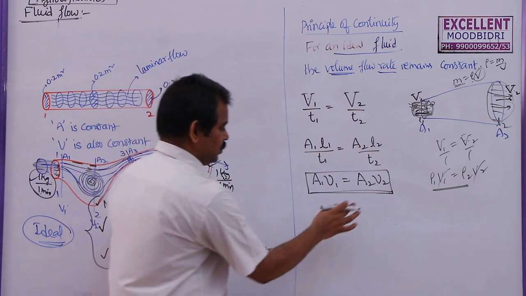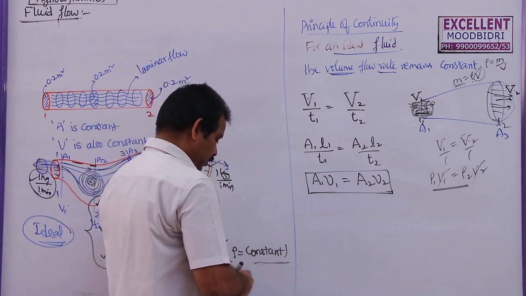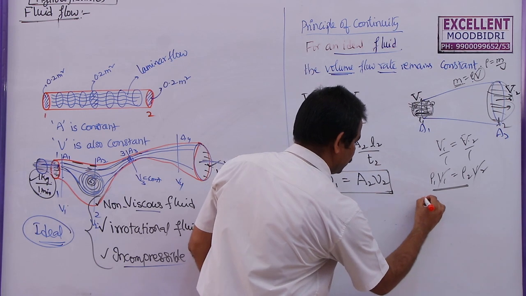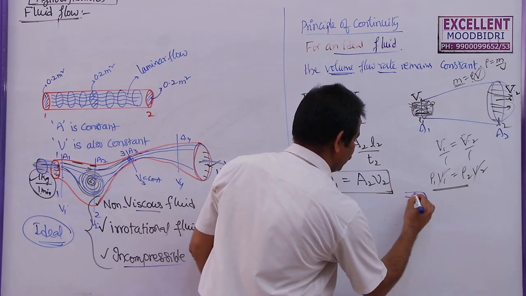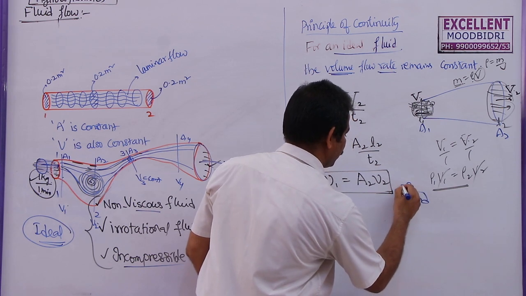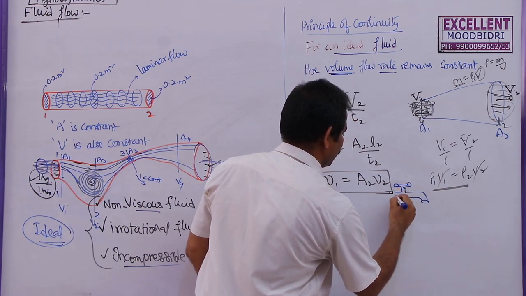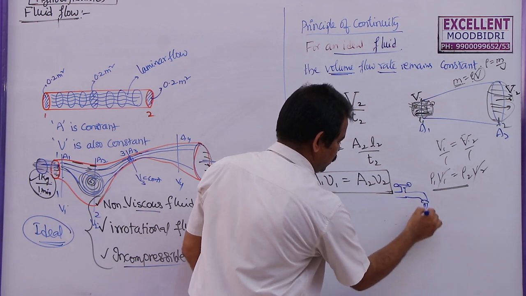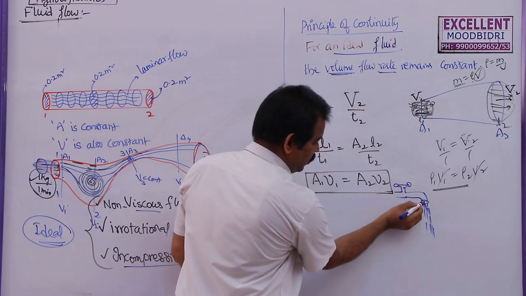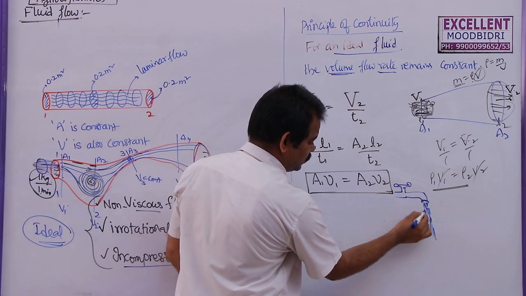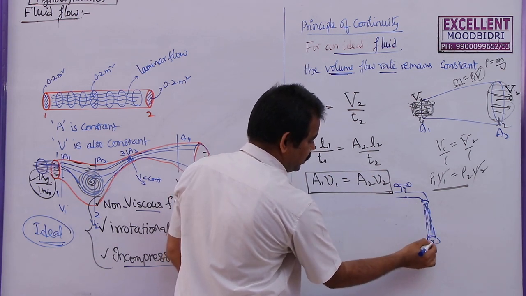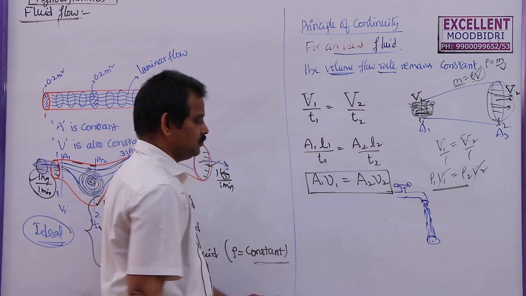Now in this, suppose you consider a water tap here. From the water tap, let us say some water is flowing. When the water is coming here, when the area of cross section is less, velocity will be more. As it comes down, as the area increases, velocity will decrease.